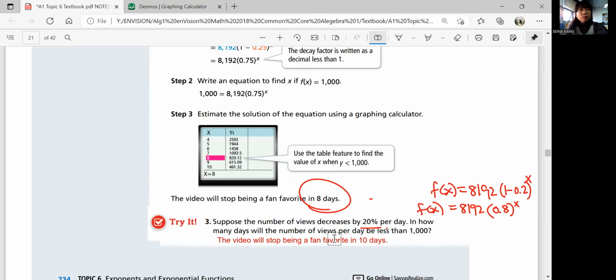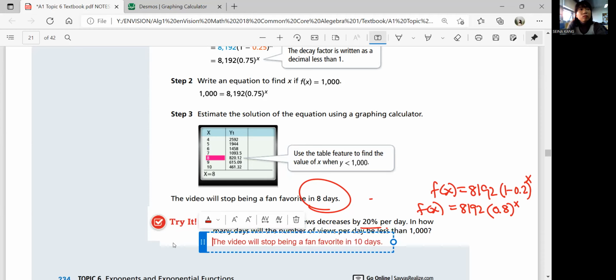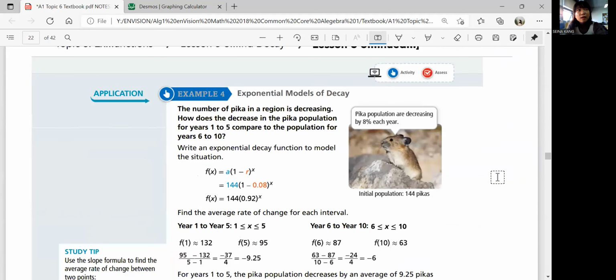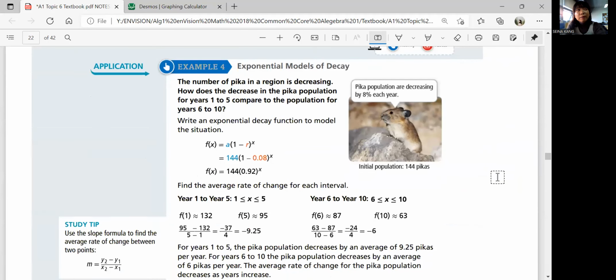Okay. All right, let's look at the next page. Example 4, exponential models of decay. The number of pica in a region is decreasing. How does the decrease in the pica population for years 1 to 5 compare to the population for years 6 to 10? Pica population are decreasing by 8% each year. The initial population is 144 picas. So write an exponential decay function to model the situation.